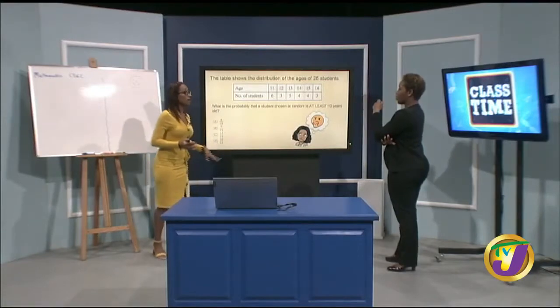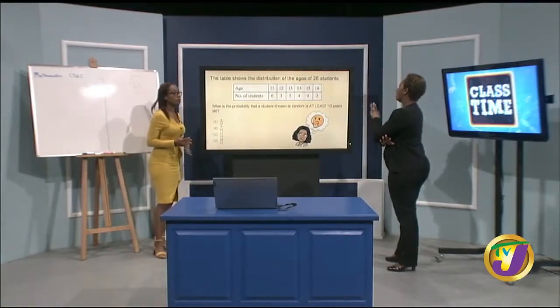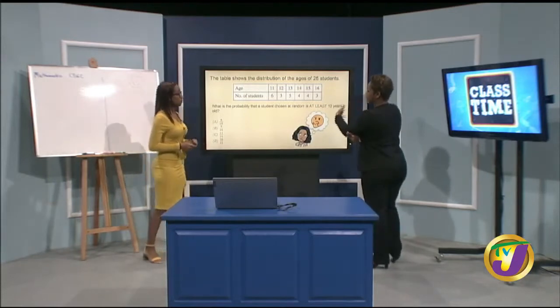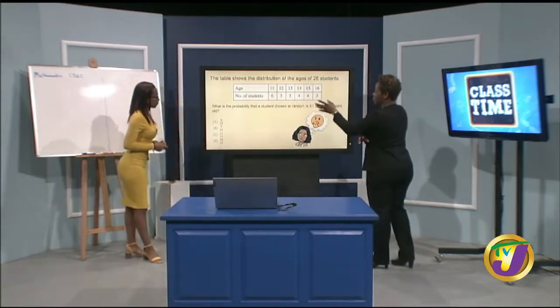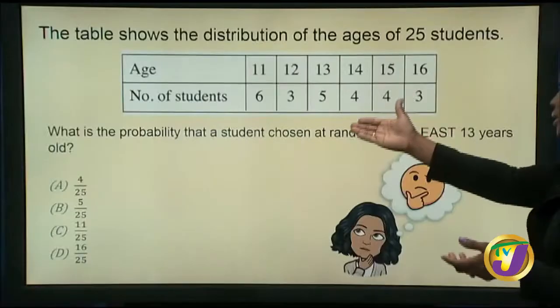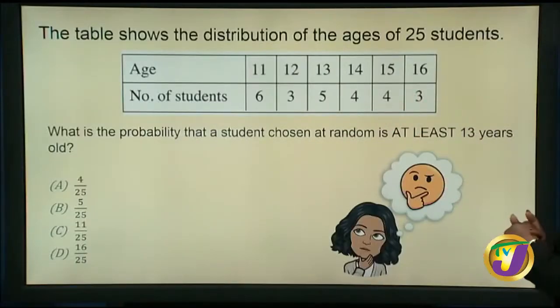So I can't use the 12 or the 11 below. Now let me see what the question is, because I was stuck on at least. What is the probability that the student chosen at random is at least 13 years old? So I have 13, 14, 15, 16. I can select all of those students. So now I need to look at the number of students that have those ages.